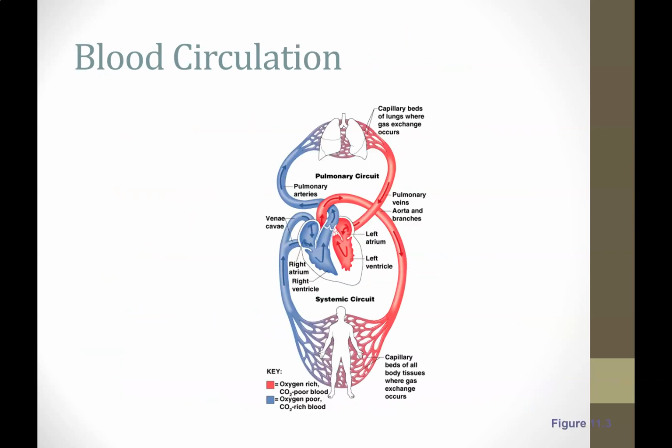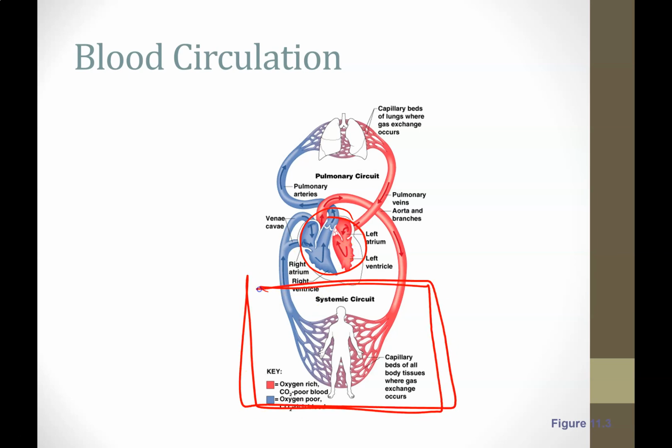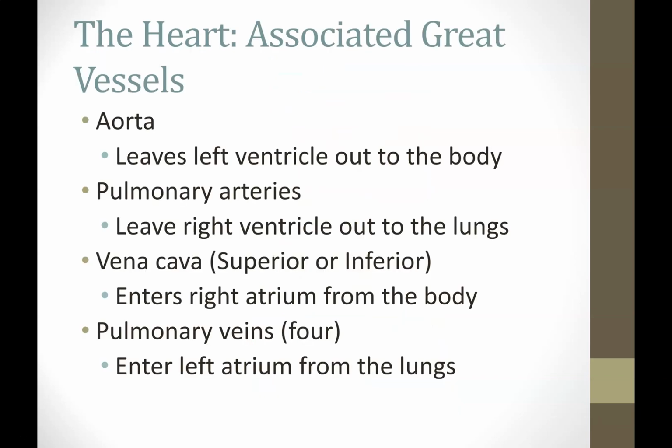So here's your systemic. There is your heart. There's your body. That's your systemic. There's your lungs. That's your pulmonary. Now, the one thing we kind of forgot is, what about your heart itself? Well, the heart itself, we're going to learn about in a second, has something called coronary circulation. But here's your systemic as a review.